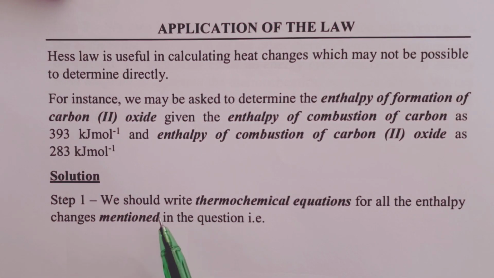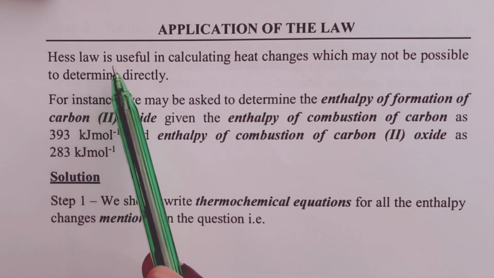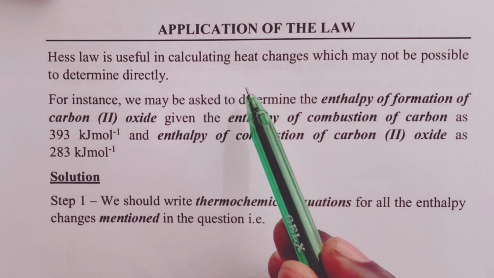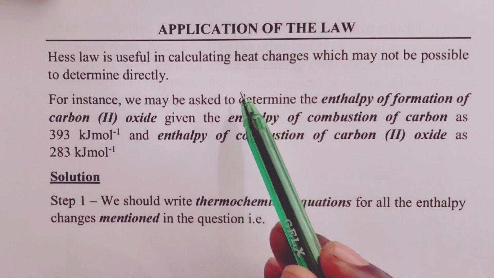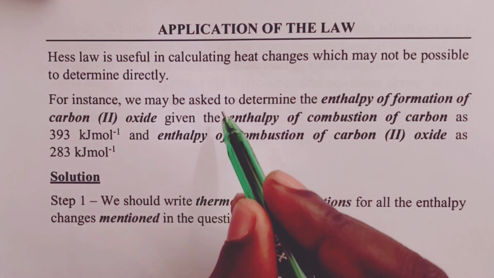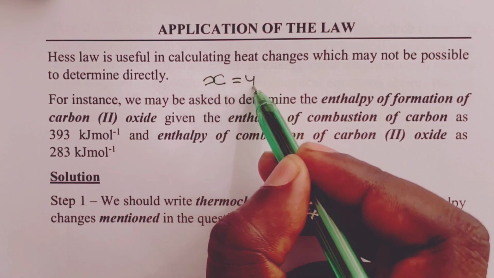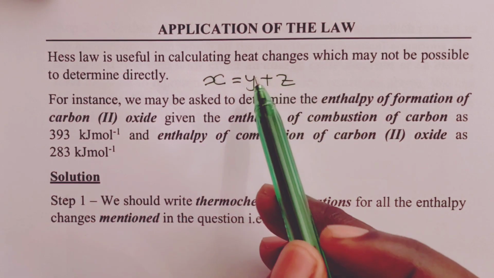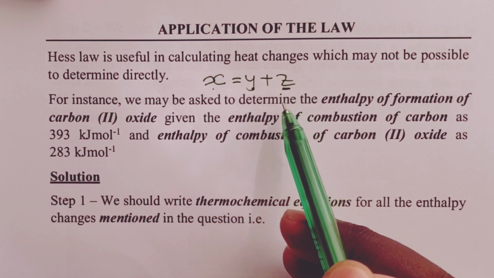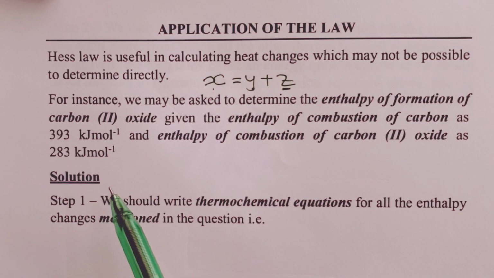So when it comes to applications of Hess law, we realize that Hess law is very useful in calculating heat changes which may not be possible to determine directly. For example, in our above example, if we are given that X is Y plus Z, if we have X and Y only, it is possible to find the third constant. So let's take a look at an example here.